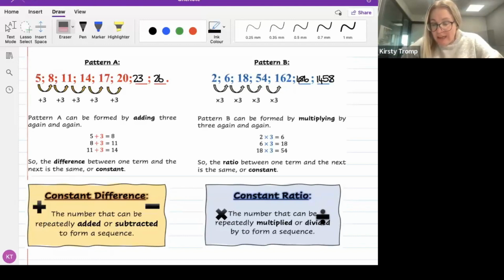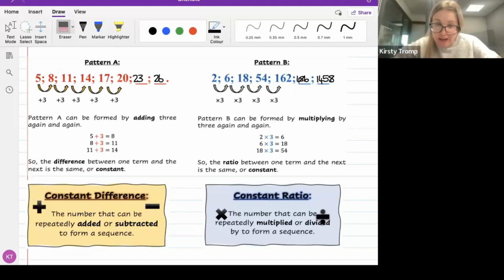Okay, so going through it again, a constant difference is when you can add or subtract. So in the pattern that we saw, we were adding 3 each time. And if we have a constant ratio, what does ratio mean? Ratio means we are multiplying or dividing. So it's got a constant number that we're multiplying or dividing by.